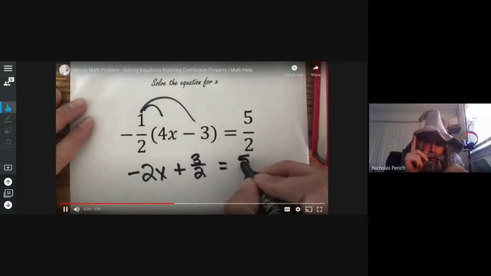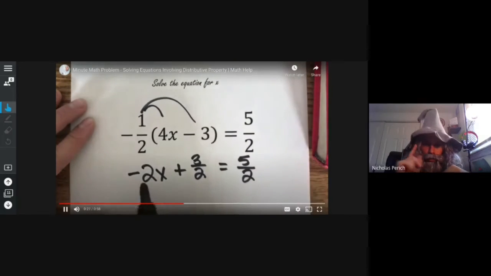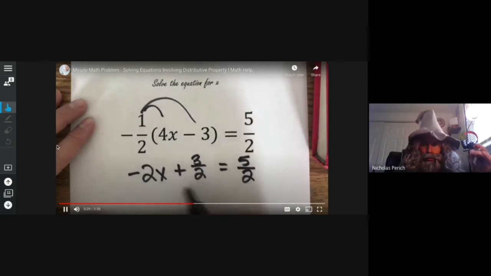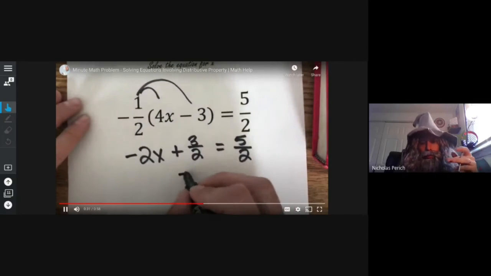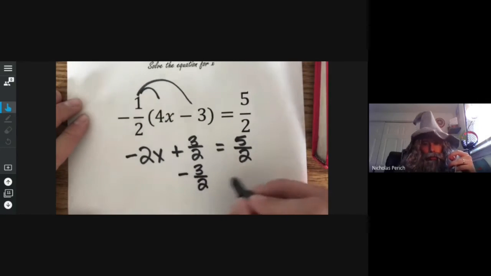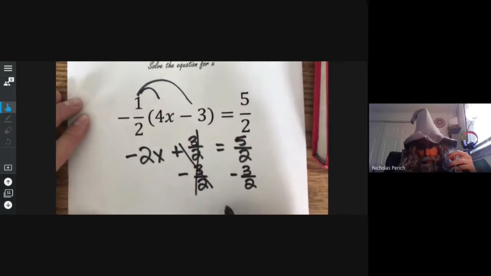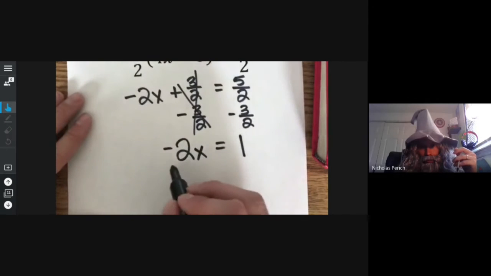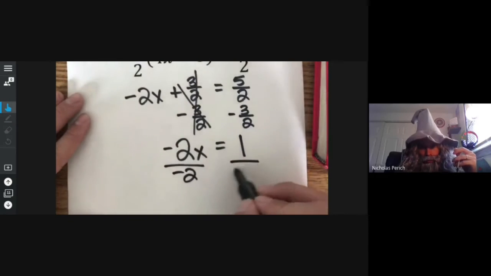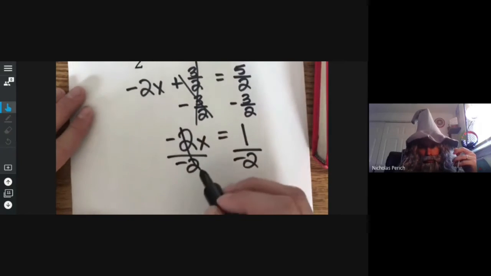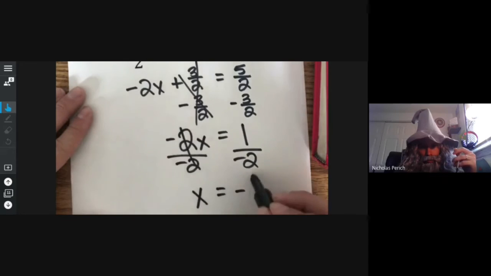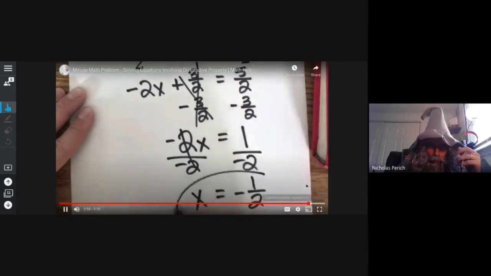That equals 5/2. Now I have to get x all by itself. I gotta get rid of the guy that's floating around first. We do the opposite of adding 3/2, which is subtracting 3/2. If you have 5/2 and you take away 3/2, that leaves you with 2/2 or 1. Drop down the negative 2x. Get x all by itself by dividing everything by negative 2. And 1 divided by negative 2 is negative 1/2.